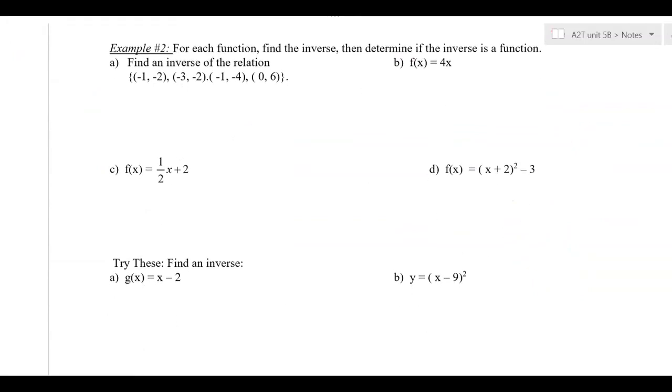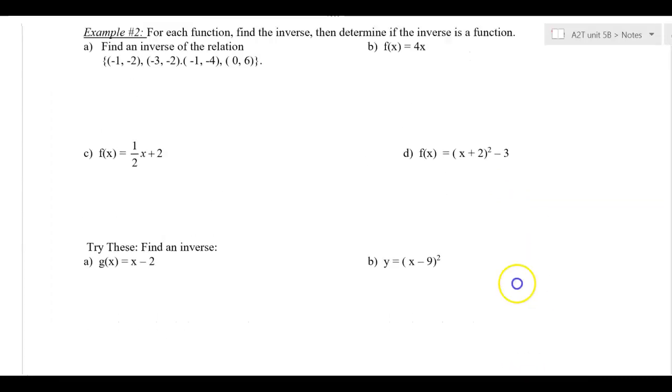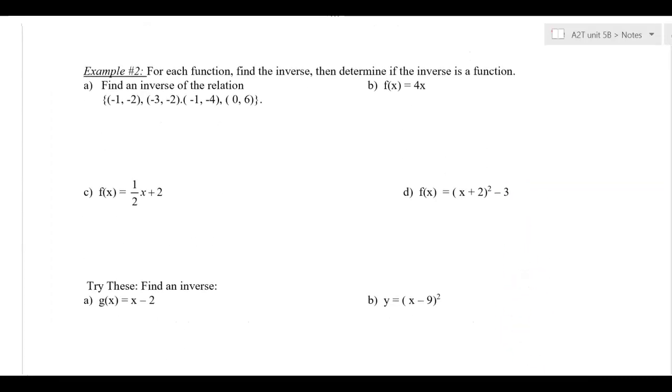Okay, so for each function, we're going to find the inverse and state if it is a function. So when it's just a set of points like this, literally each point in the inverse would just have the inputs and outputs switched.